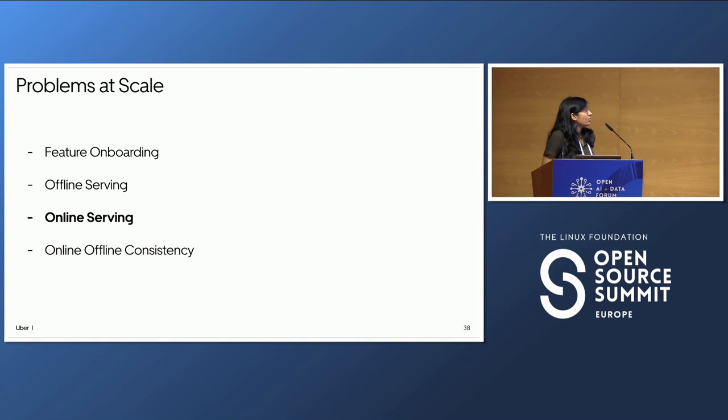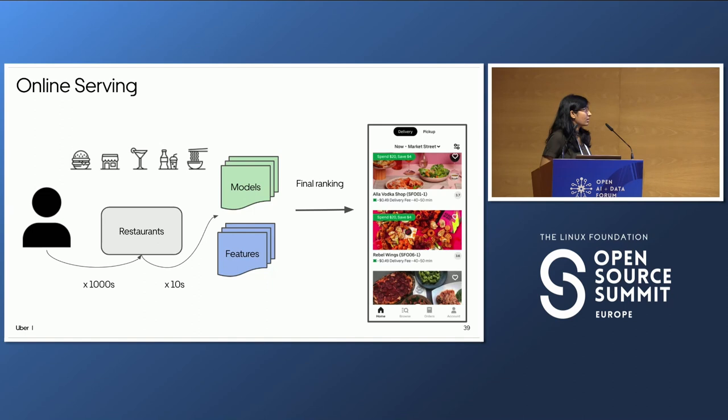Next, we will look into online serving. This is what online serving looks like. Whenever you open the Uber Eats app, you will see some restaurants, and for each restaurant or your recommendations, there are tens of models being used, and each of those models is using tens of features. So this fan-out increases exponentially for us. That is what causes hundreds of millions of QPS in the feature store.